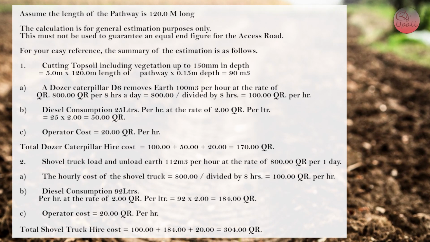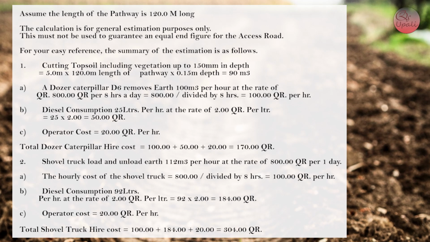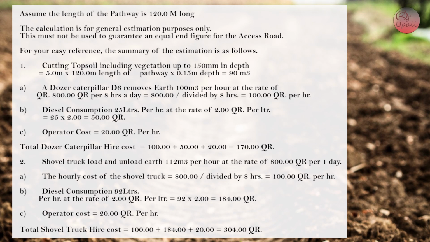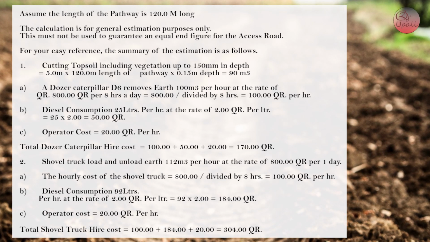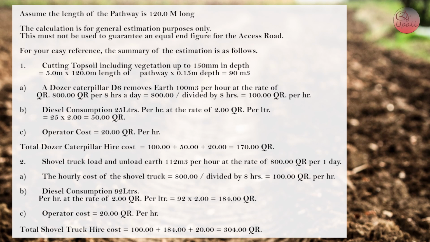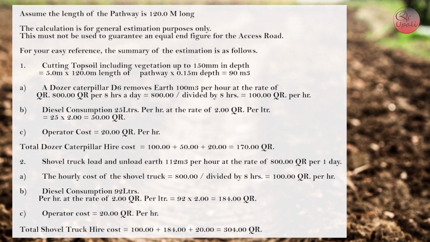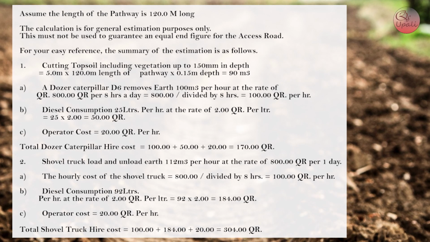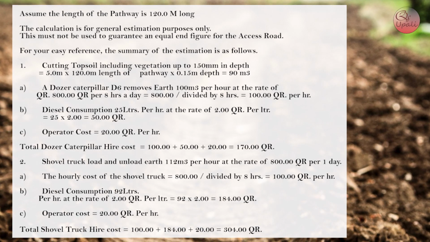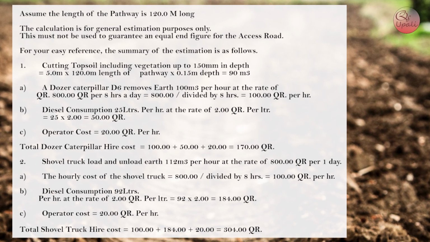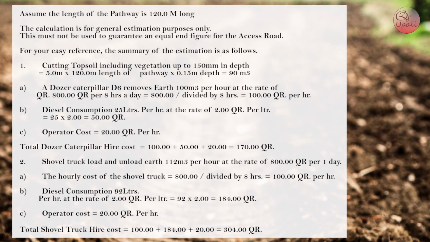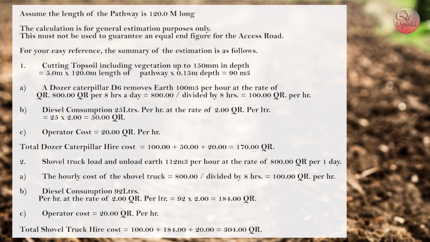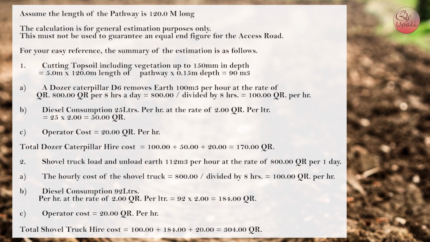1. Cuttings of topsoil including vegetation up to 150 mm in depth equals 5 meter into 120 meter length of pathway into 0.15 meter depth equals 90 meter cube. A dozer caterpillar D6 removes earth 100 meter cube per hour at the rate of 800 Qatar riyal per 8 hours a day, equals 800 divided by 8 hours equals 100 Qatar riyal per hour.